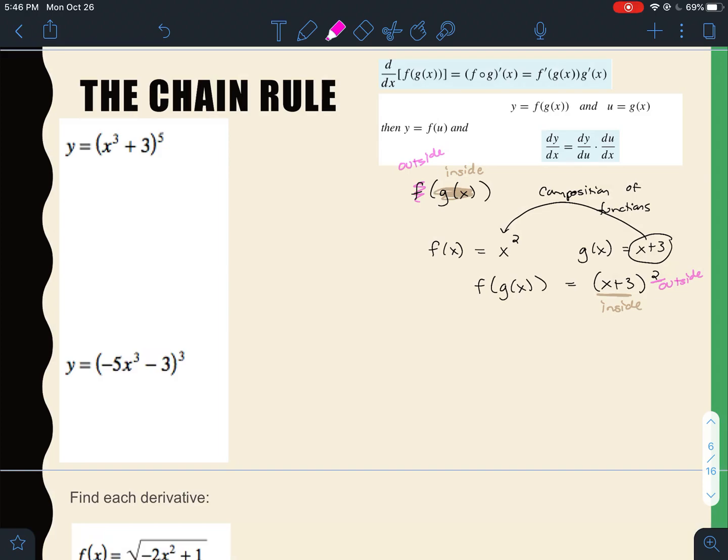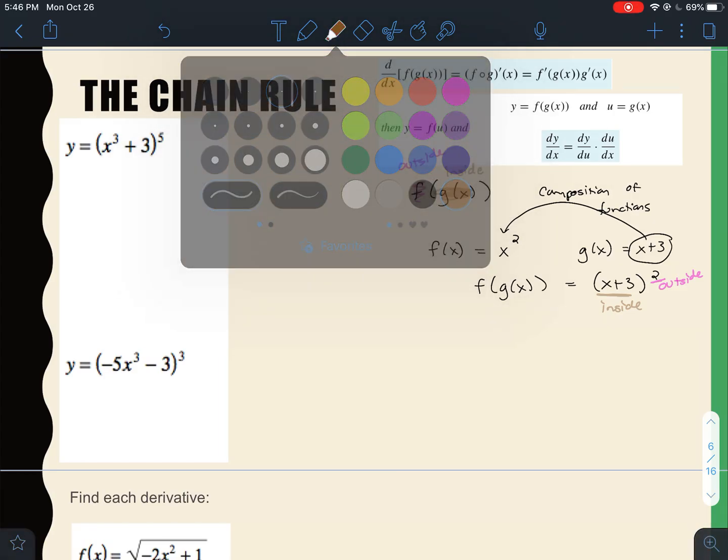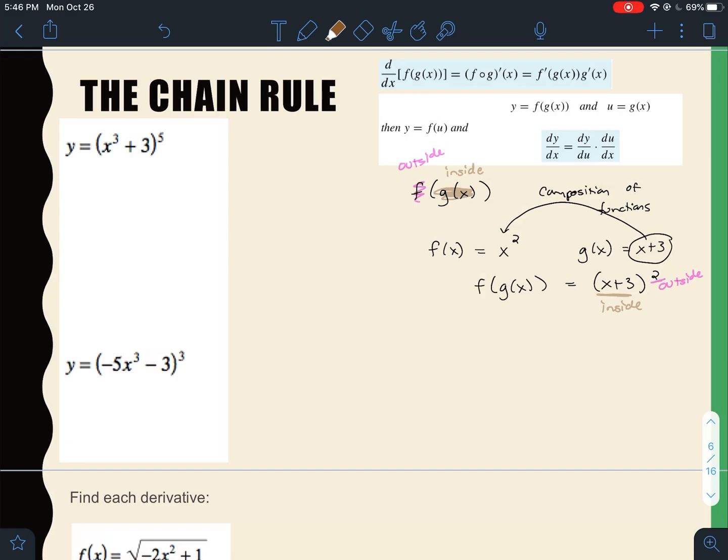So the first thing when you're doing chain rule, you should look at it and see if you can recognize who would be the inside function and who would be the outside function. On number 1, y equals x to the third plus 3, to the fifth. The inside function, we're going to label brown, is x to the third plus 3, and the outside function is to the fifth. The inside will be brown, and the outside will be pink.